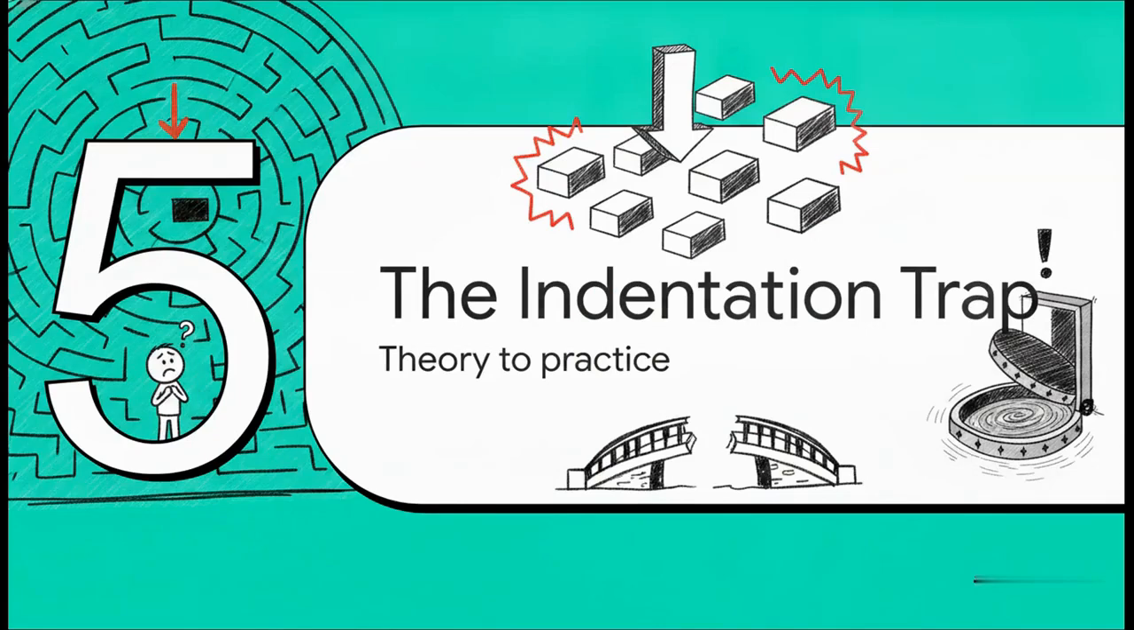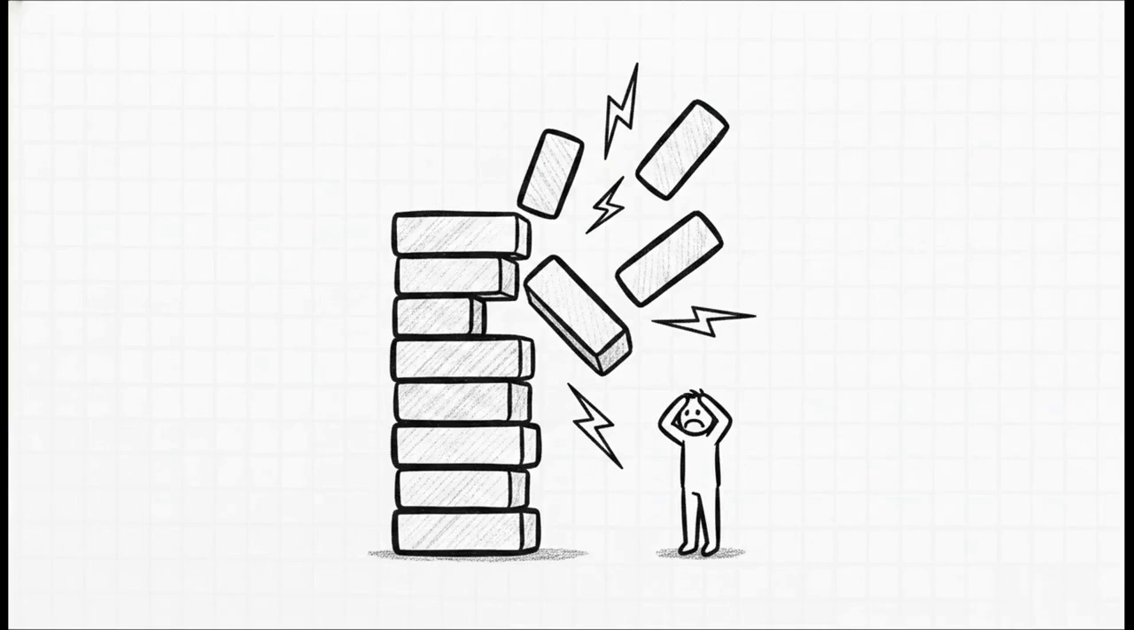Section 5. Avoiding the indentation trap. Translating theory to practice. Okay, it's time for a quick reality check. As you start writing these statements, you are practically guaranteed to hit a very specific error. Unlike other languages that use curly brackets to group code, Python relies entirely on physical spacing. Because of this, a single unexpected space is literally like pulling the wrong block from a Jenga tower. It brings the whole thing crashing down in a fatal indentation error.